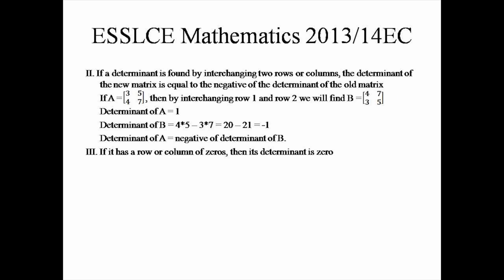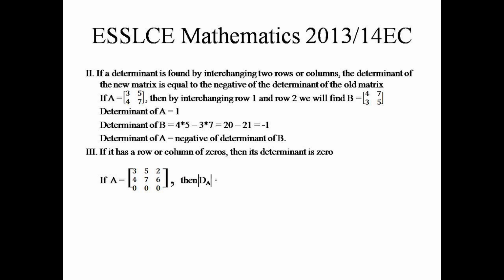Third, if a square matrix has a row or column of 0, then its determinant is 0. Let's take A as a square matrix having 3 rows and 3 columns. Elements of first row are 3, 5, 2. Elements of second row 4, 7, 6. And elements of third row 0, 0, 0. In this matrix, row 3 is a 0 row.